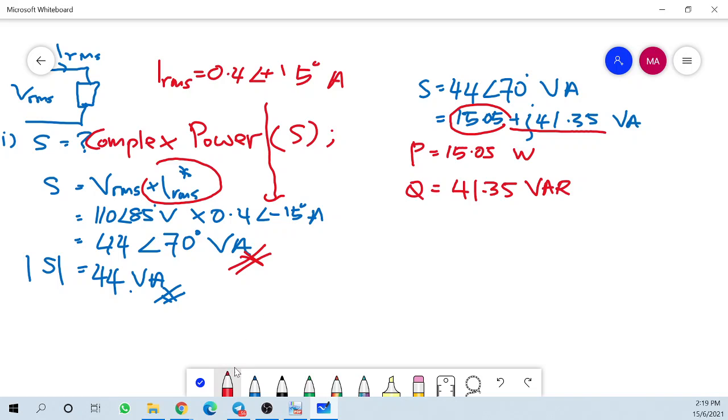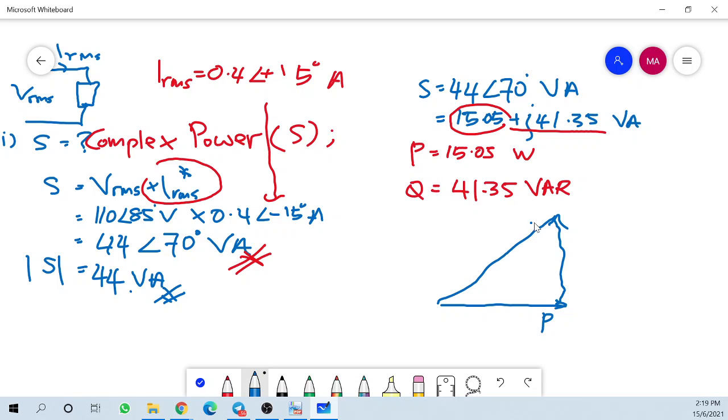So the next question asks you to draw the power triangle. How to draw the power triangle? We have a positive P. This is P. And then we have a positive Q. This is important. Sorry, I don't have a ruler, so what I use may not be very straight. It should be a straight line.